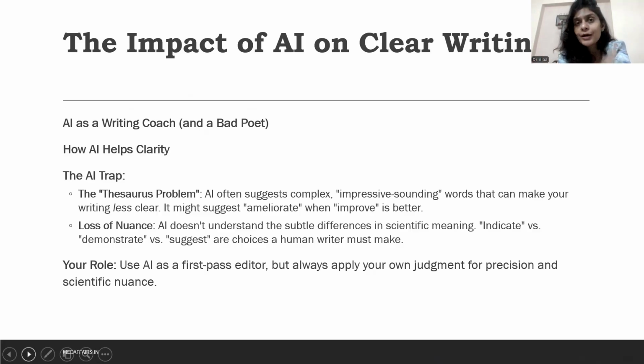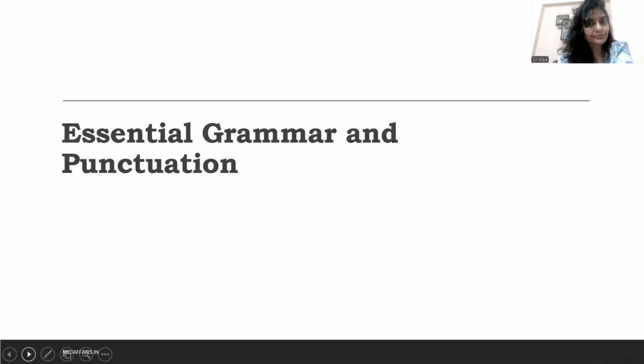Because what you are writing in the document should be understood by maximum people. Likewise, AI cannot understand the subtle differences in almost-looking synonyms. So, for example, for AI, indicate, demonstrate, suggest would more or less carry the same meaning. So, herein, human intervention is a must.